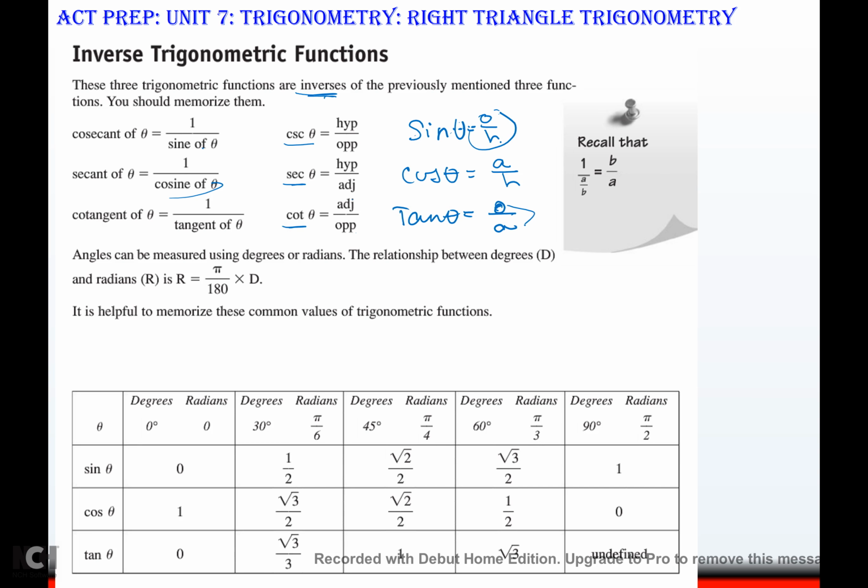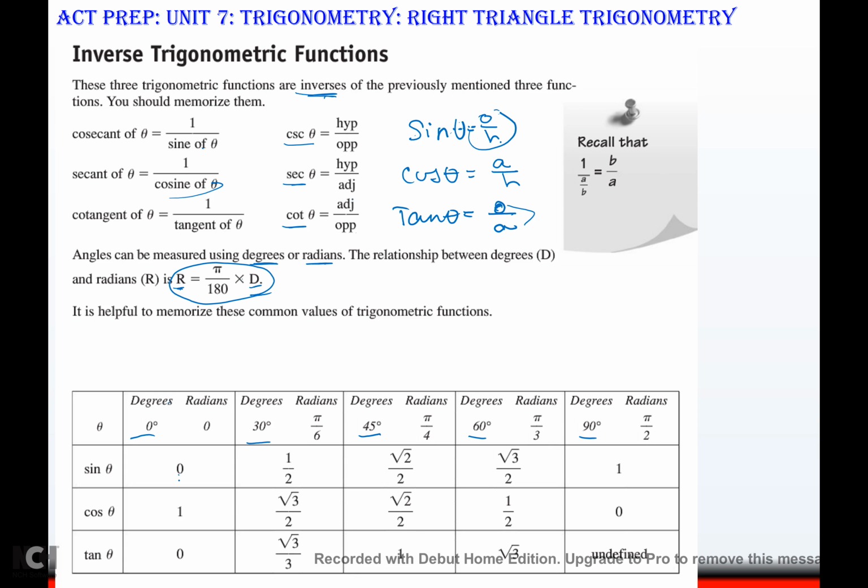You can also measure angles using either degrees or radians. Sometimes you're going to have to convert between radians and degrees. Your conversion is that your radian measure is equal to pi divided by 180 times your degree measure. It's also helpful to memorize these, and that's true. The most popular angle measures are 0, 30, 45, 60, and 90. And again, they want you to memorize these.